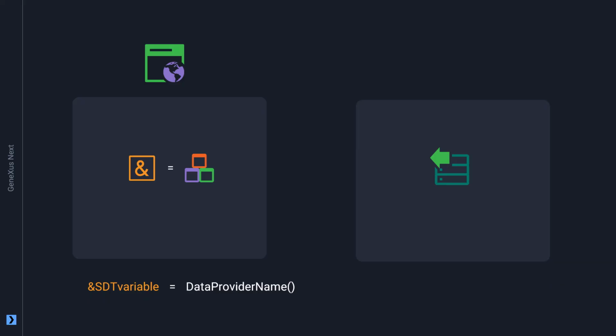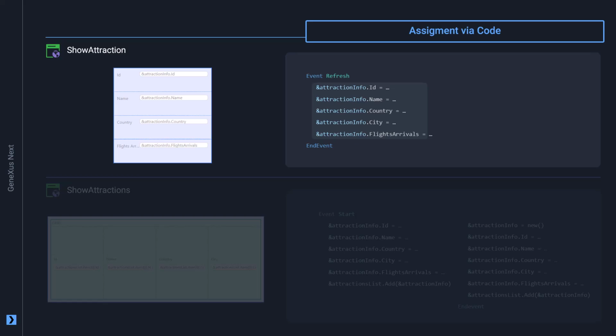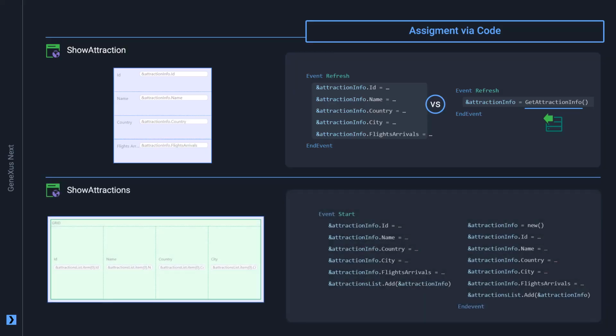We will see both cases by modifying the previously created web panels. Let's start with the first one. We could replace this assignment by code, member by member, of the SDT variable with an assignment of the SDT variable to what this data provider returns, which we will have to create in the KB. The advantage is that it will be easier to load the SDT members into the data provider than to do it this other way. Let's start by looking at this case in GeneXus and then move on to the collection.